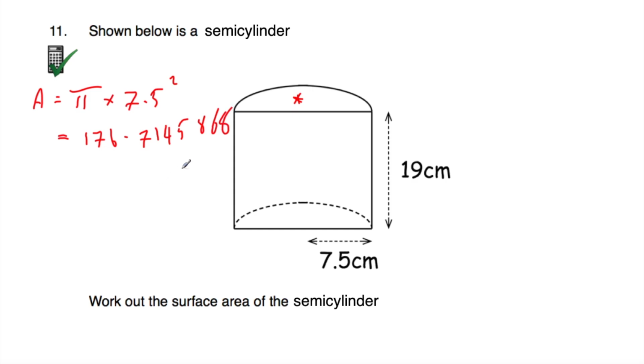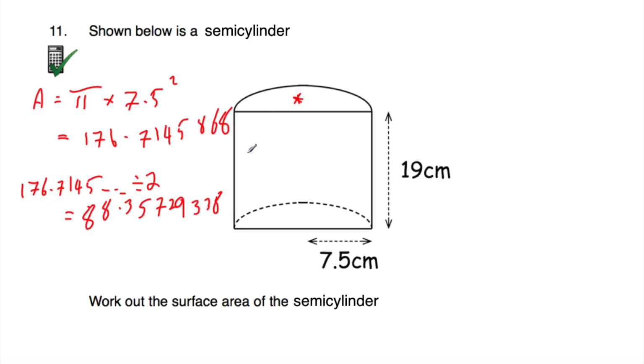176.71458868 centimeters squared. Now that area is the whole circle. We only want the area of the semicircle. Now in theory, you could just use this area because this semicircle and the semicircle beneath, when you add those two together, they'll have this area. But I'm going to divide by 2 just to show you that that will be the area of the semicircle. So 176.7145 and so on divided by 2 would be equal to 88.35729338 centimeters squared. So that's the area of the semicircle on the top.